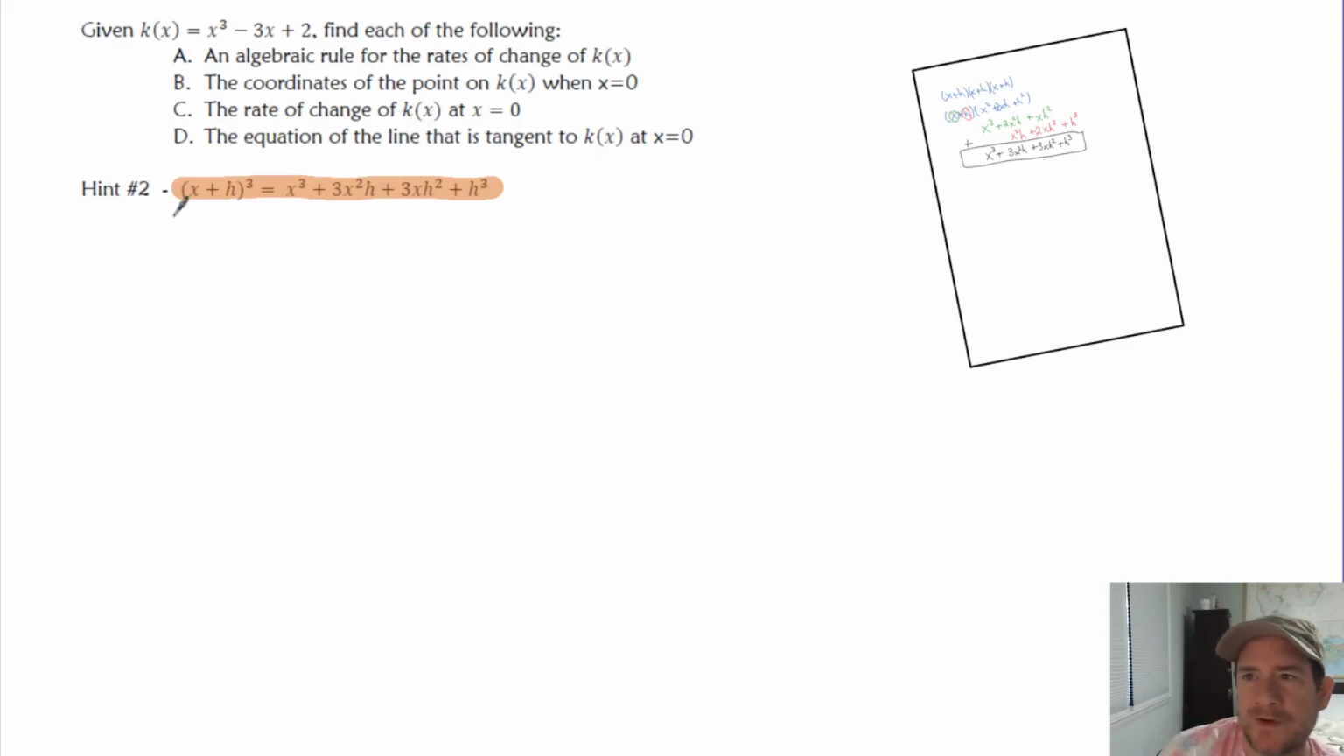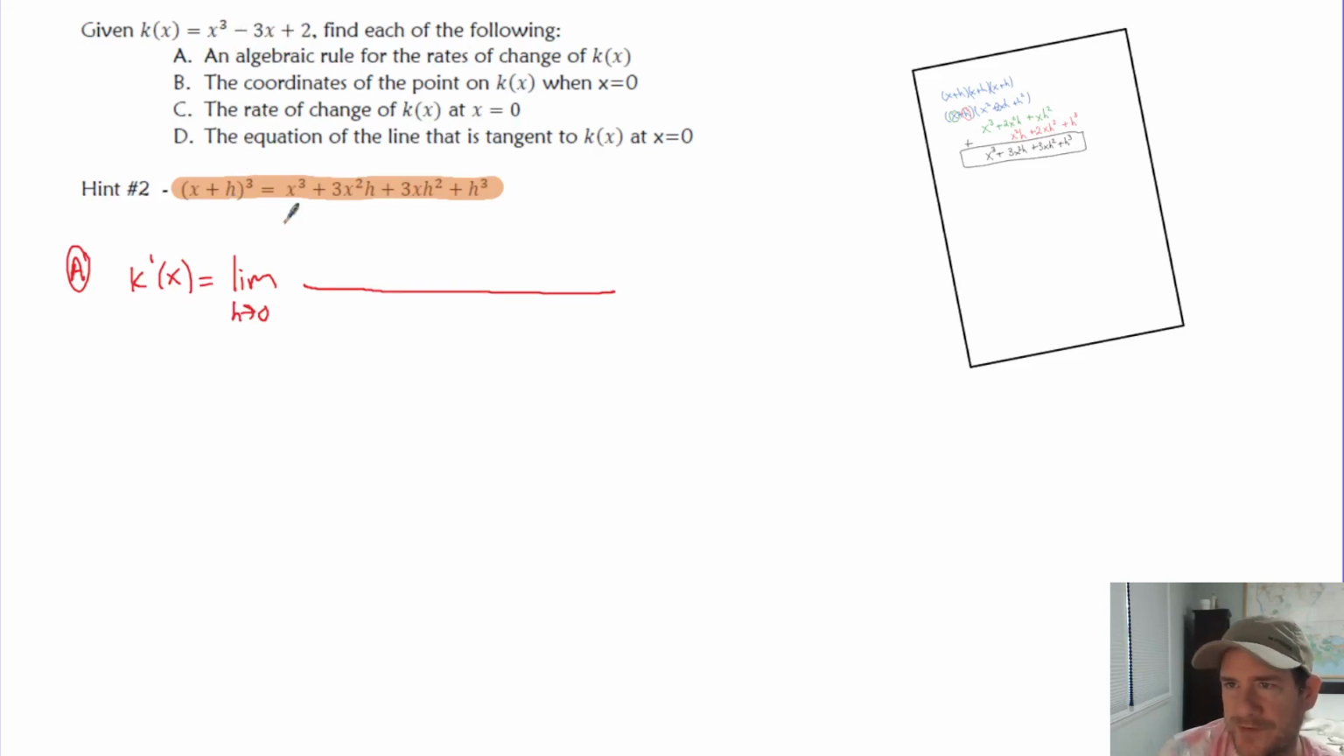So what do we know? We know that our first step is to find the derivative of function k. So for part A, we're trying to find k prime. And we know that k prime is going to be the limit as h approaches 0 of this function with x plus h plugged into it. So (x plus h) cubed minus 3(x plus h) plus 2. Then we need to subtract from that the original function, which is x cubed minus 3x plus 2.